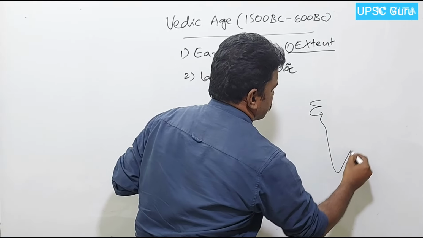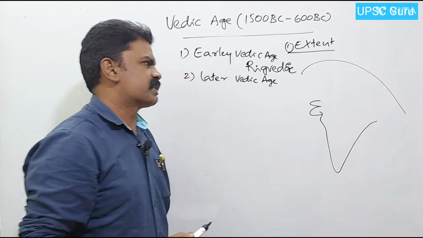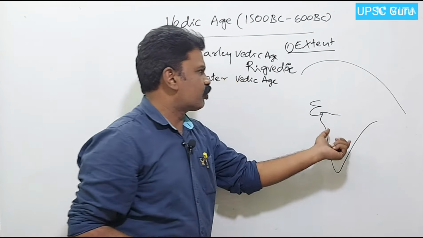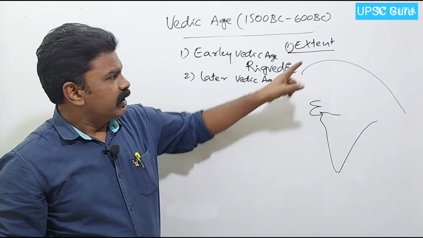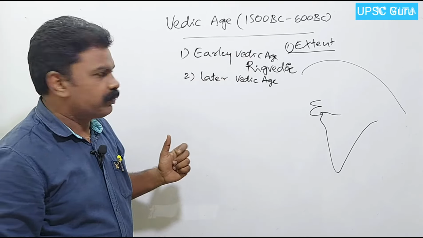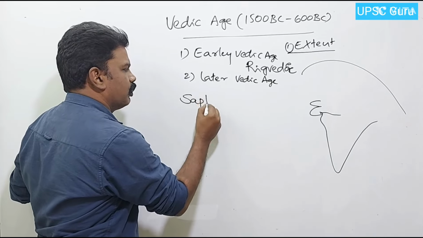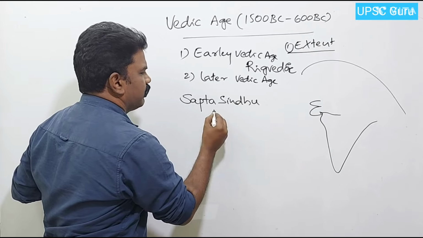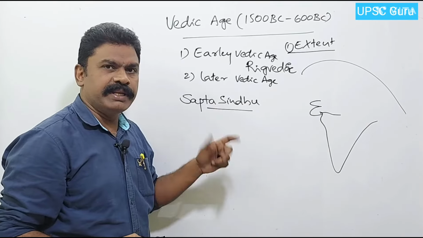This is an ancient India map. Forget about the present political India. The Vindhya Satpura ranges divide North India and South India. Now, the extent of the early Vedic period. Early Vedic people lived at Sapta Sindhu. According to A.C. Das, they settled at Sapta Sindhu. This was accepted by many historians.